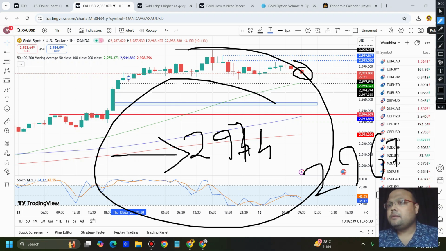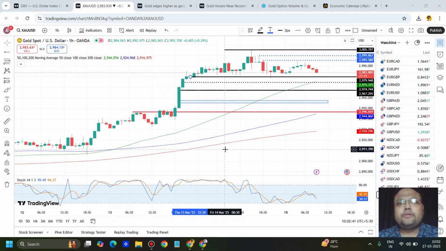So again, I'm repeating, my dear friend, in short, the trend of the market is still bullish. No news came out during the weekend. Market sentiment is still very much bullish. So we are looking for buy at retracement or buying at dip only.